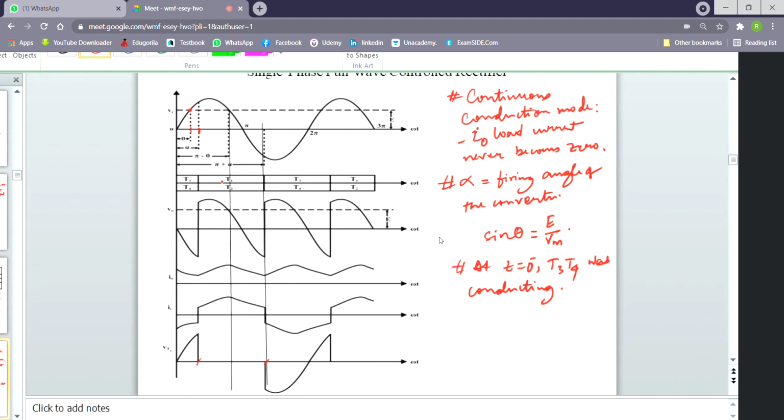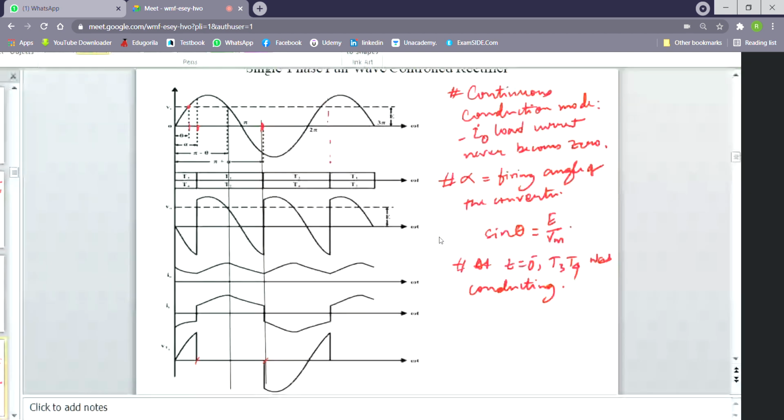Okay, again, when T3 and T4 are fired, they are fired again at omega t equal to pi plus alpha. And again, as we proceed along, after a certain time delay our T1 and T2 would be fired again.